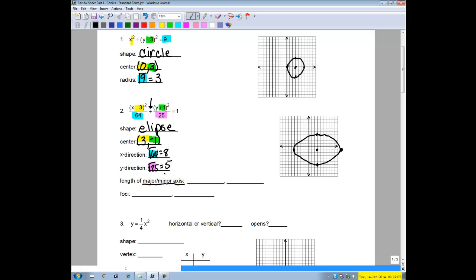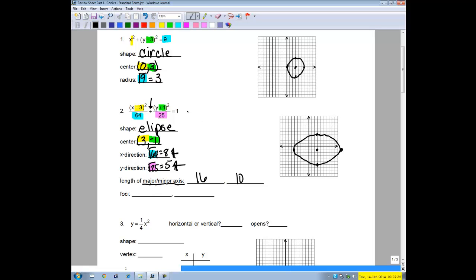The length of your major or minor axes: the length of your major is always the bigger number times 2. So in this case it's 16. The minor is always the smaller times 2, which is 10. And if you count, the major is the longest side of your ellipse, so this whole thing right here would be 16 across. This whole thing here would be 10 across.